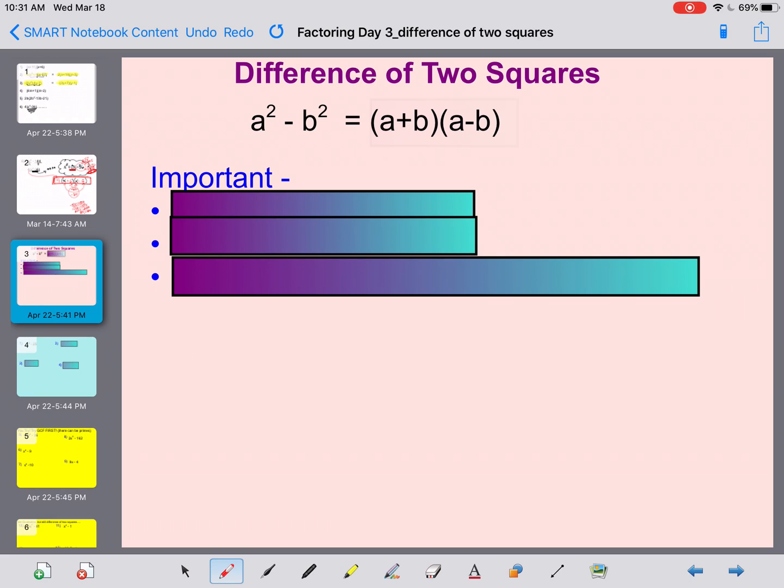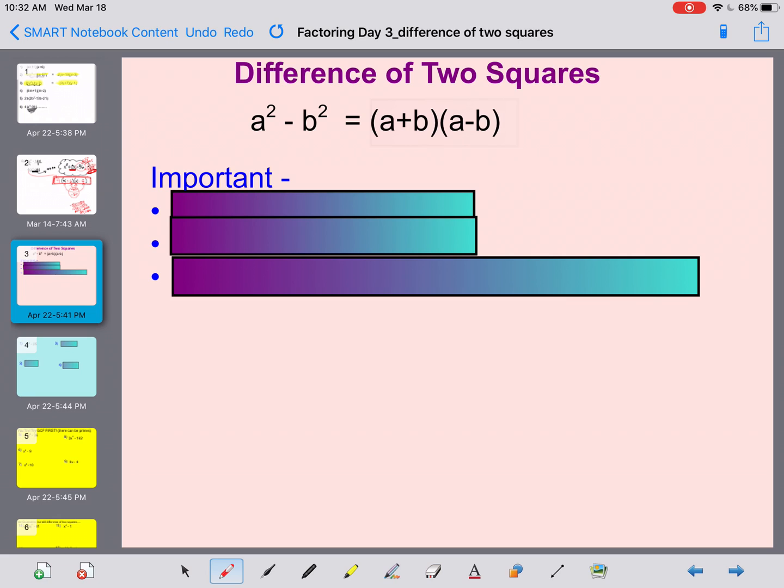And the reason this works is because if I FOIL this out, a times a gets me a squared. My outer would be negative ab, and my inner would be positive ab. These are going to cancel and make 0, right? So they're gone. And then, I'm actually going to clear some space here. The last term times the last term, if I multiply those, I get negative b squared, right? So when I FOIL this all out, I get a squared minus b squared.